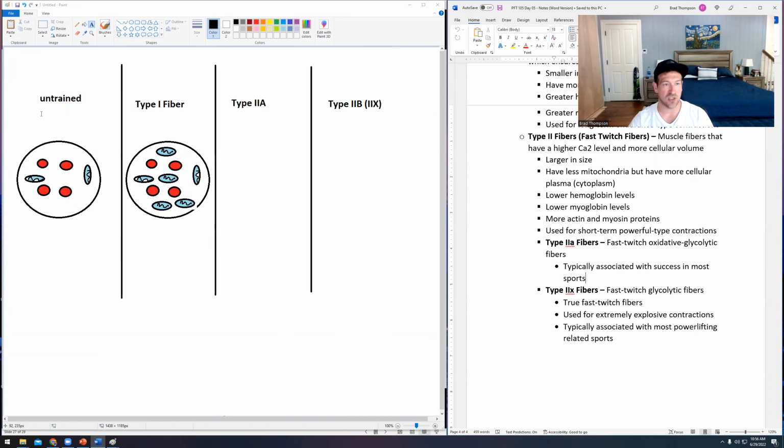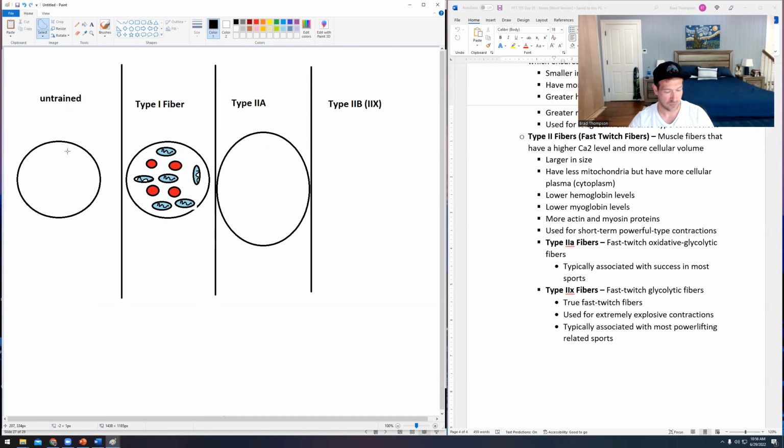So let's take a look at this type 2A muscle. What we're going to notice is that this is a much larger muscle cell in type 2A. But the reason it's larger is because it still has the same organelles in it, but look at how much more cellular fluid there is.